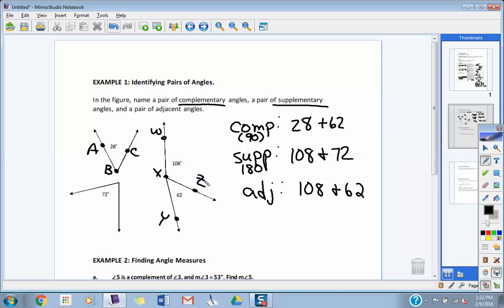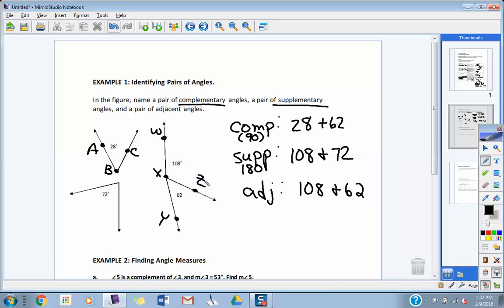Okay, so I can also label stuff by variables instead of degree measures, all right? So as you're going through the assignment, when you get that tomorrow, just know it might be a numerical value that they're looking for, or they might want a name of a certain angle. Okay? Are you okay with that? Okay with that? All right.